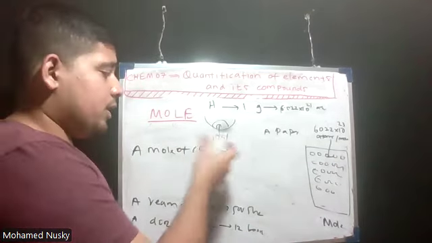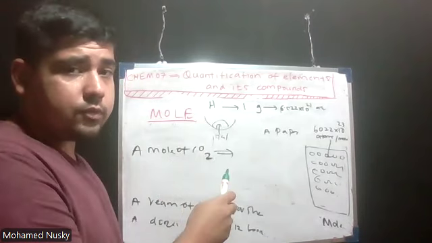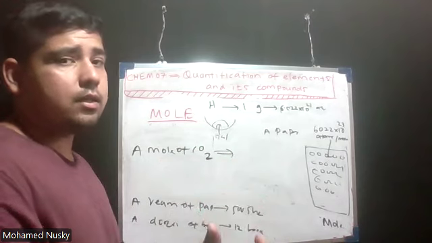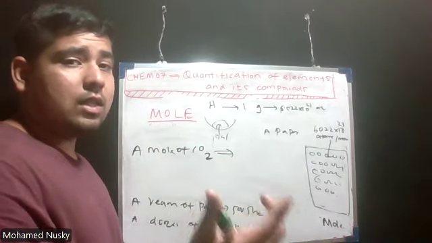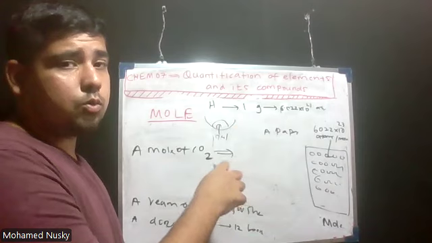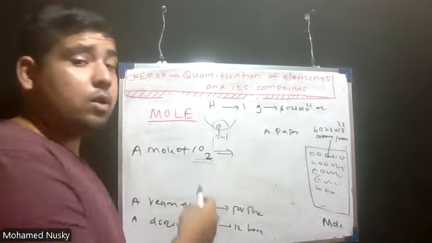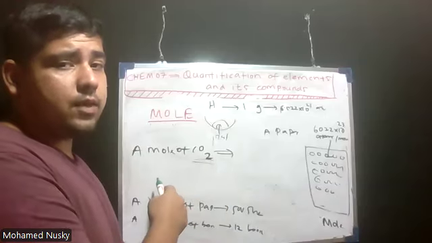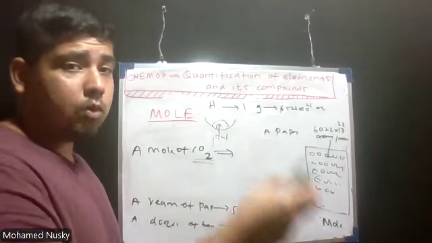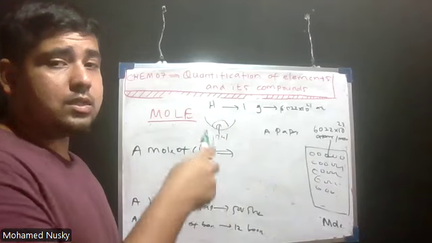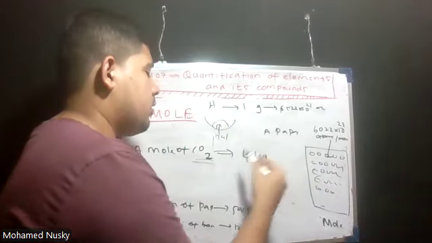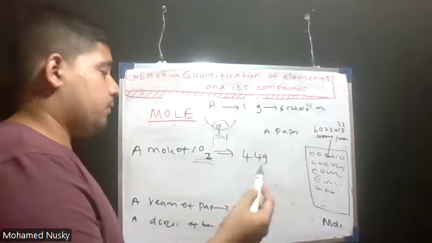Then what is the mass? If I say a mole of CO2, then what is the mass of CO2 that I have taken? That is equal to the relative molecular mass of CO2, because this is a molecule, no? This is not an atom, right? So if I say I have taken a mole of CO2, then I have taken 44 grams of CO2.